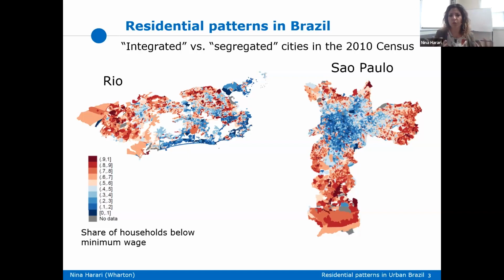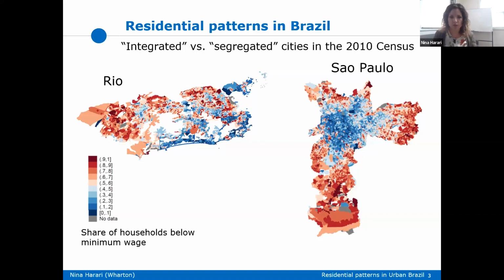So here, just to show you visually what kind of patterns I want to try and capture, I'm showing you Rio versus Sao Paulo. And as a proxy for what I'm calling rich versus poor neighborhoods, I'm plotting the share of households that have income below the minimum wage. And you can see two patterns that are visually quite different. Sao Paulo looks kind of like a monocentric city where all the rich are in the center, all the poor are in the periphery. Rio looks a lot more mixed, with poor neighborhoods interspersed with rich neighborhoods. And so with this project, the idea is to begin by quantifying these patterns and then eventually ask ourselves whether they matter for various outcomes.